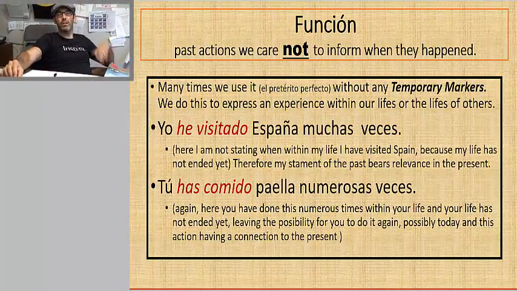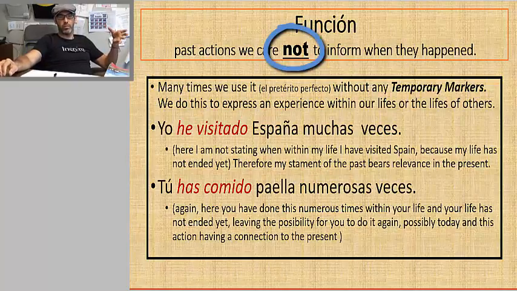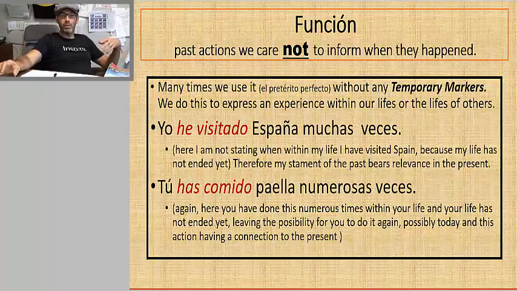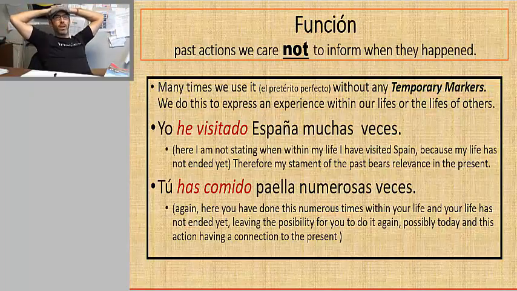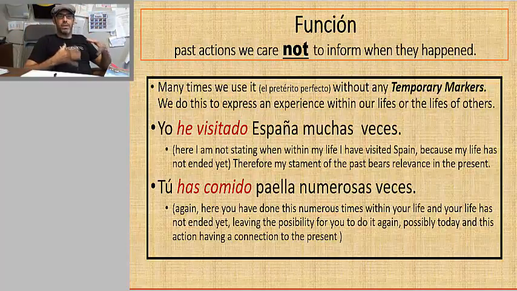Let's also take a look at another function of the Preterito perfecto. And in this case, what we have is we talk about past actions in which we care not to inform when they happened. So basically what we do is that we use the Preterito perfecto without really any temporary markers or these temporary words that mark the time when they happened. And we use this to express an experience within our lives or within the lives of others. And they still pertain to our now.